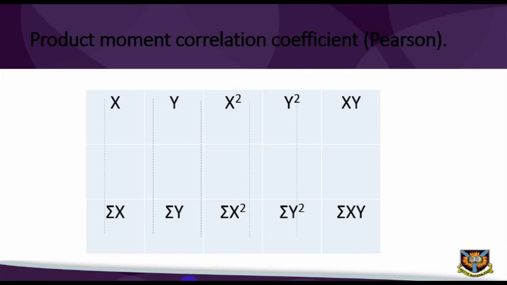[8 times 256 minus 40 squared] is equal to 2912 minus 2240 over the square root of [4192 minus 3136][2048 minus 1600], which is equal to 672 over the square root of 1056 times 448, which is equal to 672 over the square root of 473088, which is equal to 672 over 687.8, which is equal to 0.977, approximately 0.98.